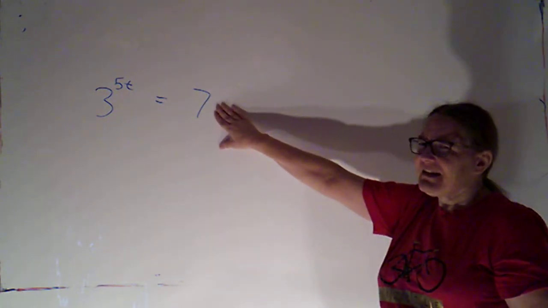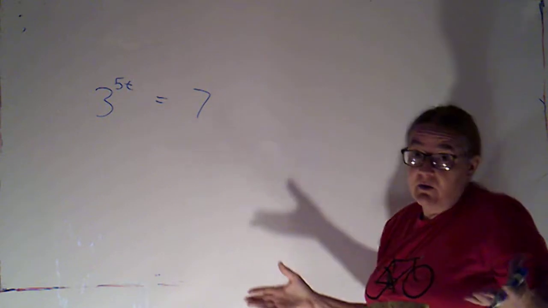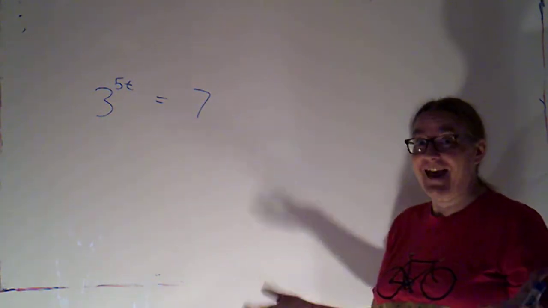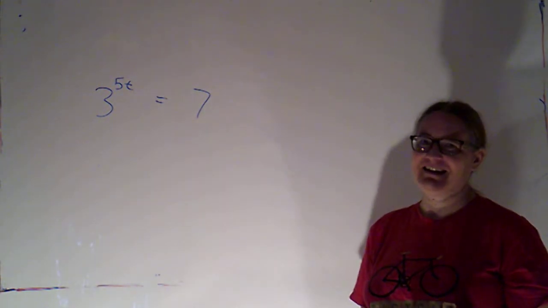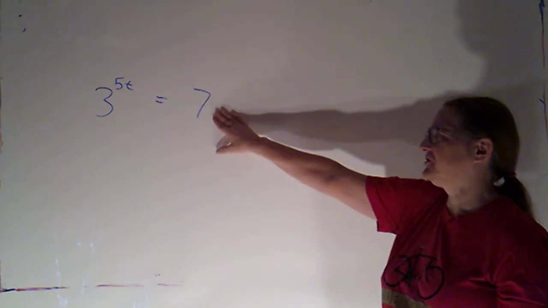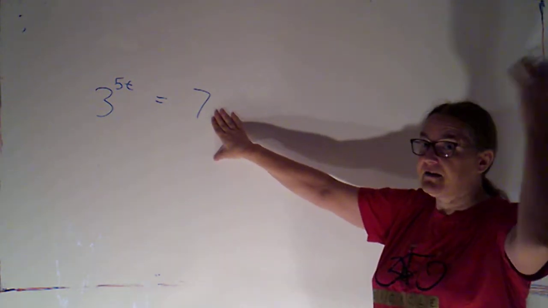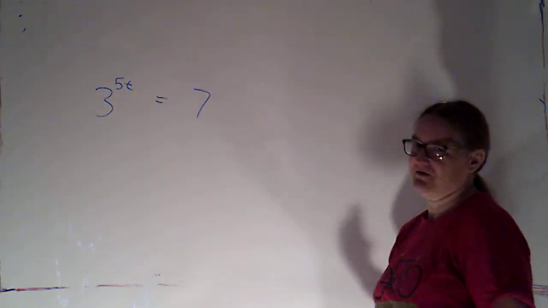Now 7 is not a nice, neat power of 3. It is a power of 3 because I could take the log base 3 of 7. That's the exponent I would need to get 7. But that's not a nice, neat integer. I'm going to really struggle to try to rewrite 7 as a nice power of 3 that I know off the top of my head and can express without using logs.